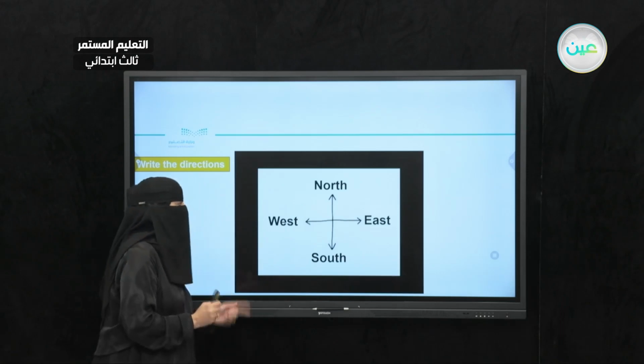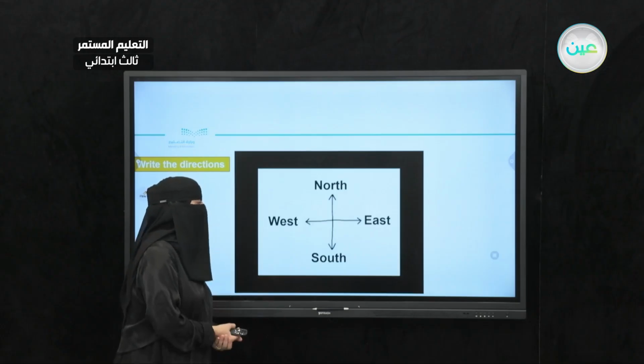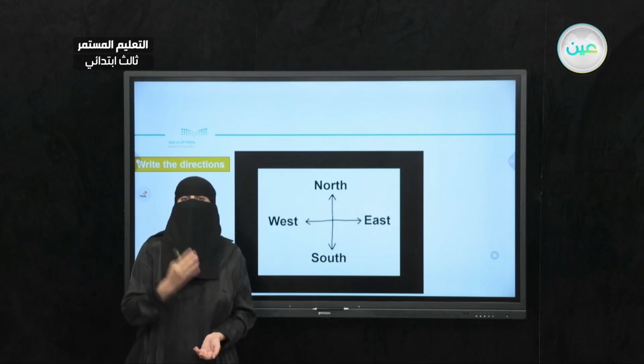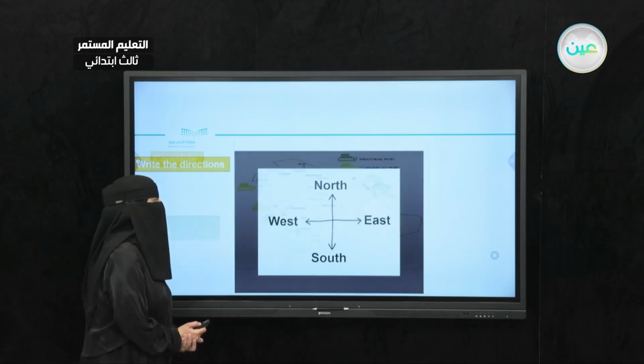Let's read them one more time. North, south, east, and west. And remember, we can have directions in between. For example, I have northeast, I have southwest, I have southeast, and so on. Okay, these are the 4 directions.